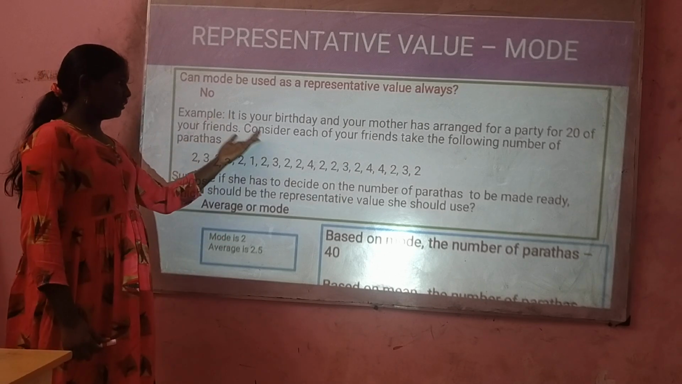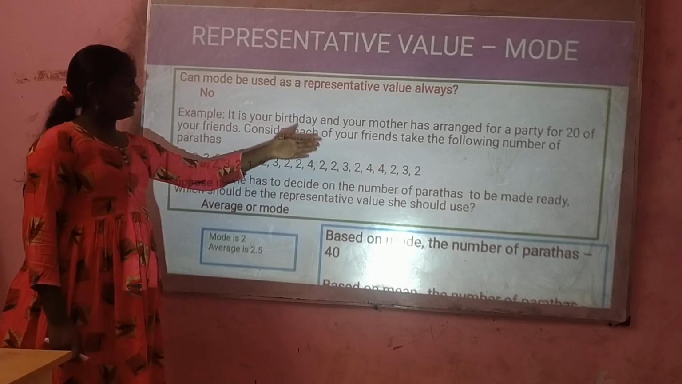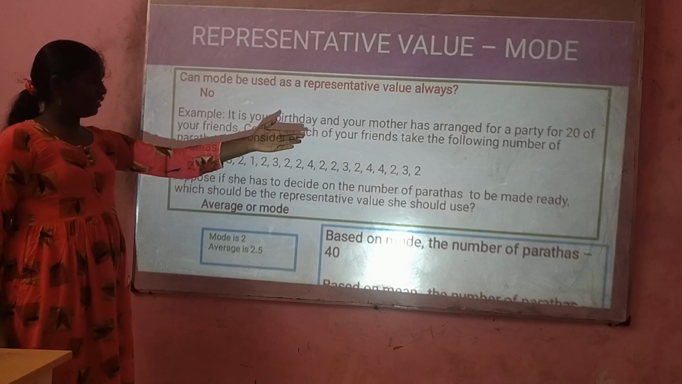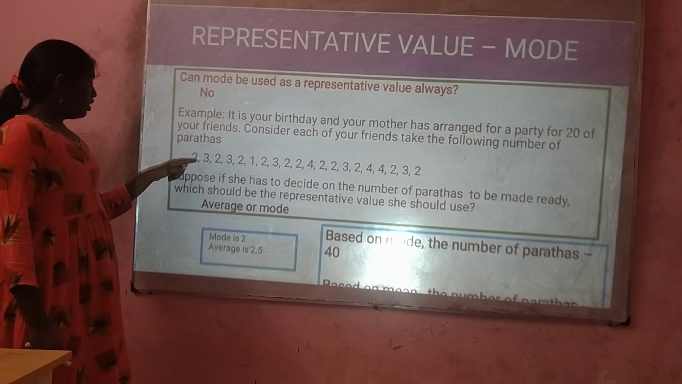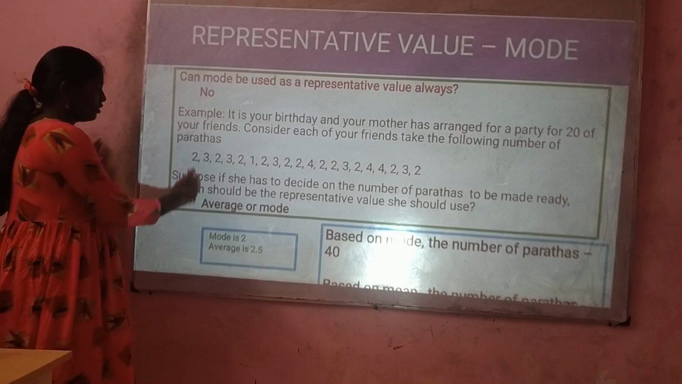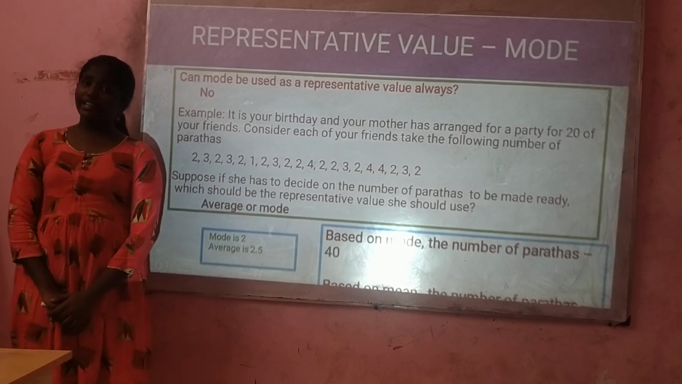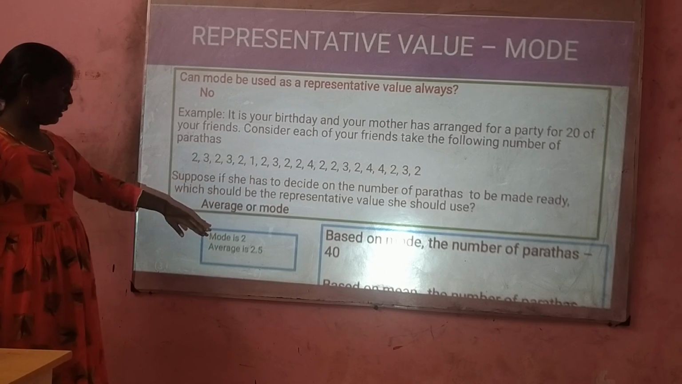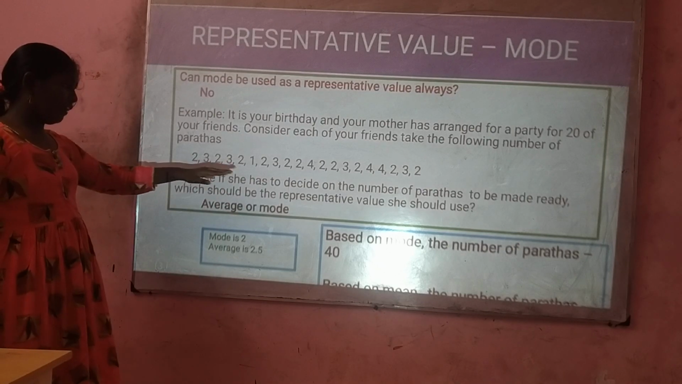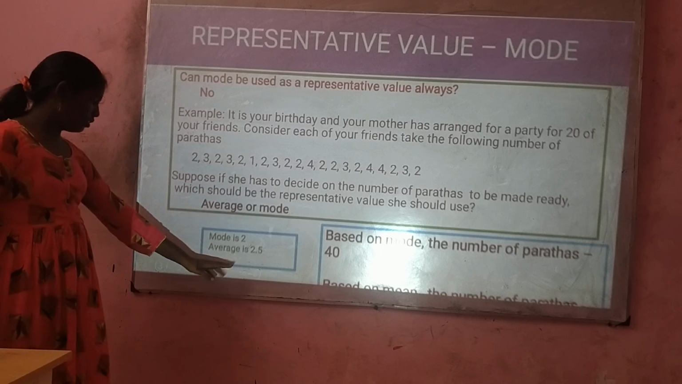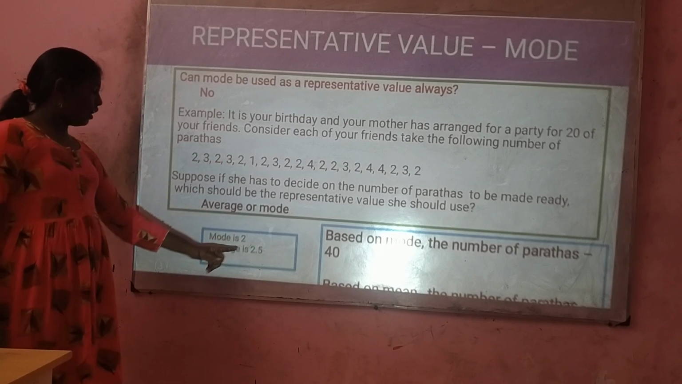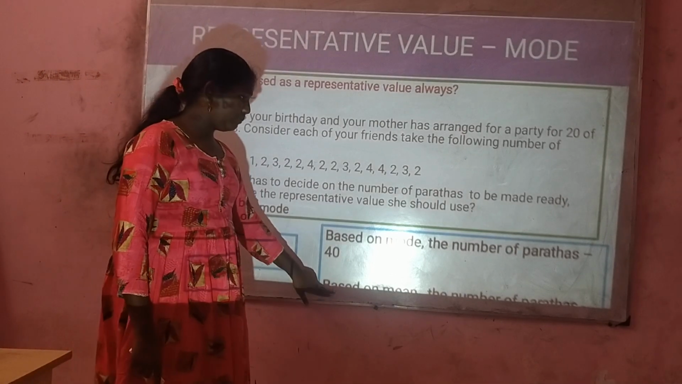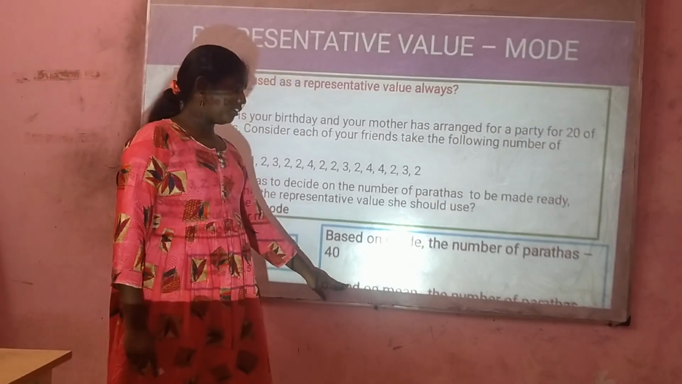It is your birthday and your mother has arranged a party for 20 of your friends. Consider each of your friends takes the following number of parathas. These are the number of parathas each of my 20 friends eat. Suppose she has to decide the number of parathas to be made ready, which representative value should she use, average or mode? The mode is 2 and the average is 2.5. Based on mode, the number of parathas is 40. Based on average, the number of parathas is 50.